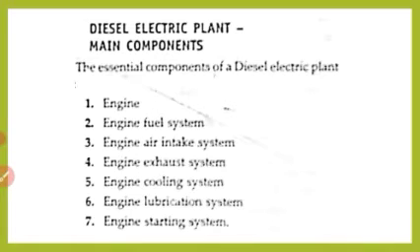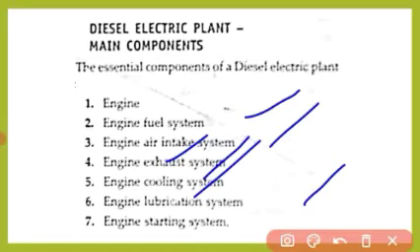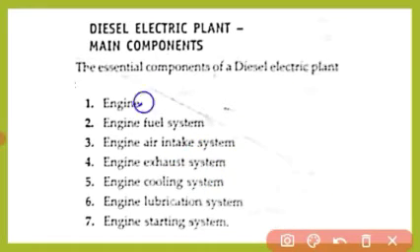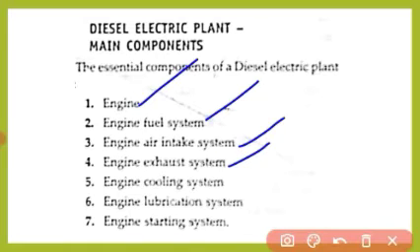Here are the diesel electric plant main components: engine fuel system, engine air intake system, engine exhaust system, engine cooling system, engine lubrication system, engine starting system. Okay, so these are the elements of a diesel power plant.